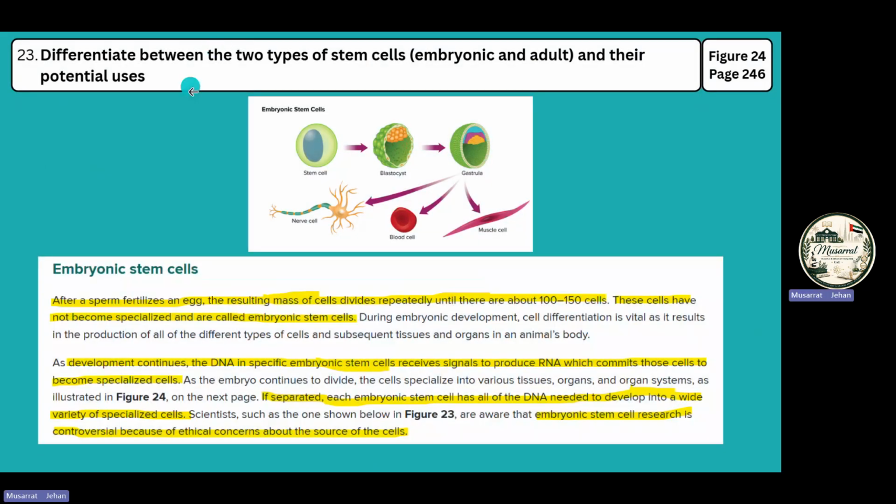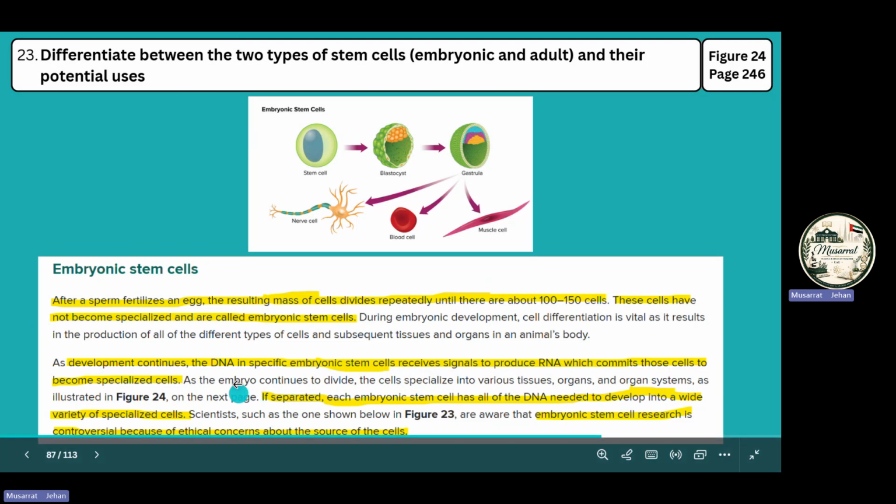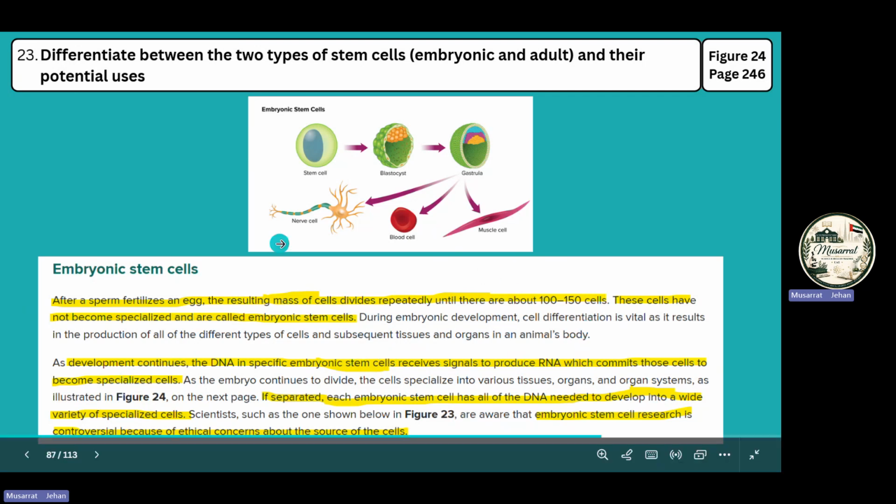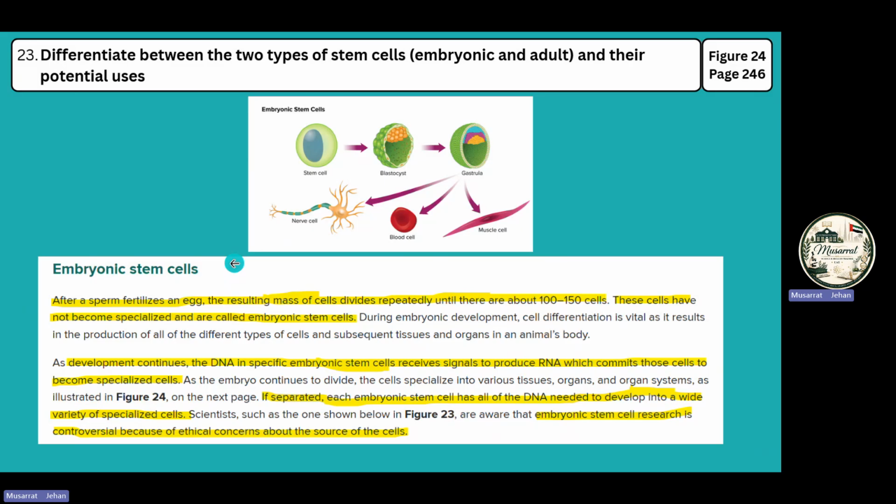So embryonic stem cells: after fertilization takes place, the cell keeps dividing and forms about 100 to 150 cells. These cells have not become specialized until now, so they are called embryonic stem cells. Cell differentiation is very important because it results in the formation of different types of cells and then tissues. As development continues, the DNA in specific embryonic stem cells receives signals to produce RNA, and this forms specialized cells. As the embryo continues to divide, the cells will form tissues, organs, and organ systems.